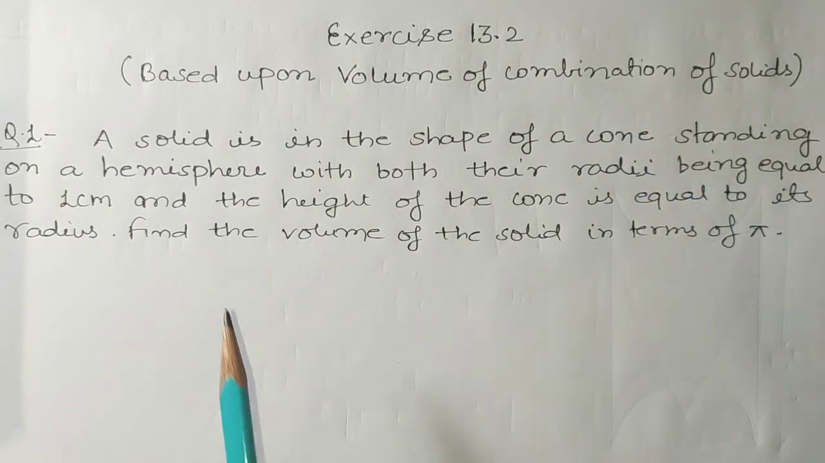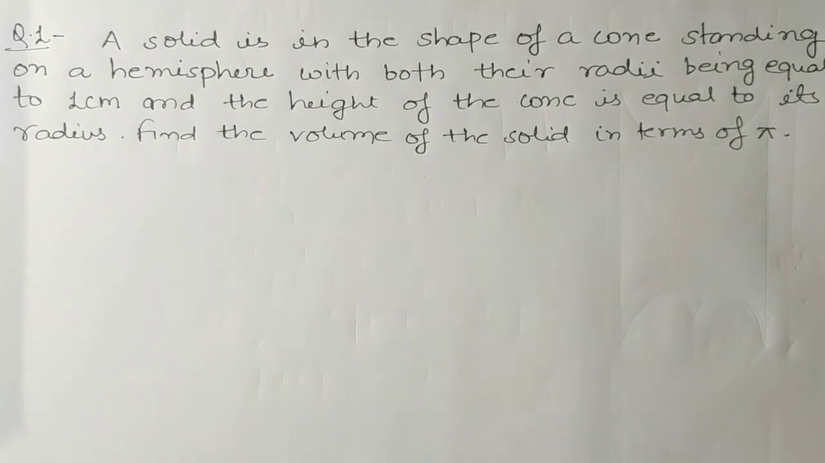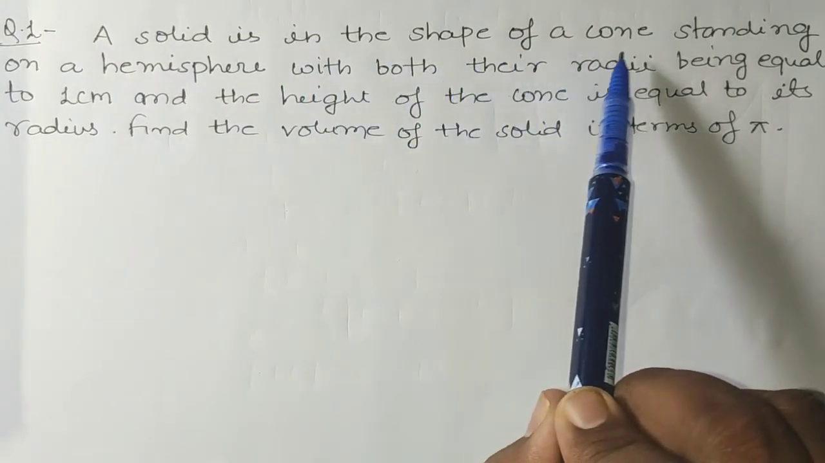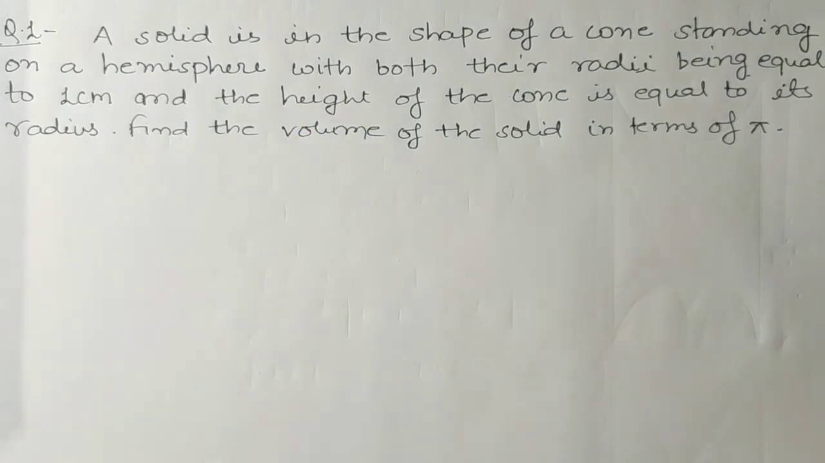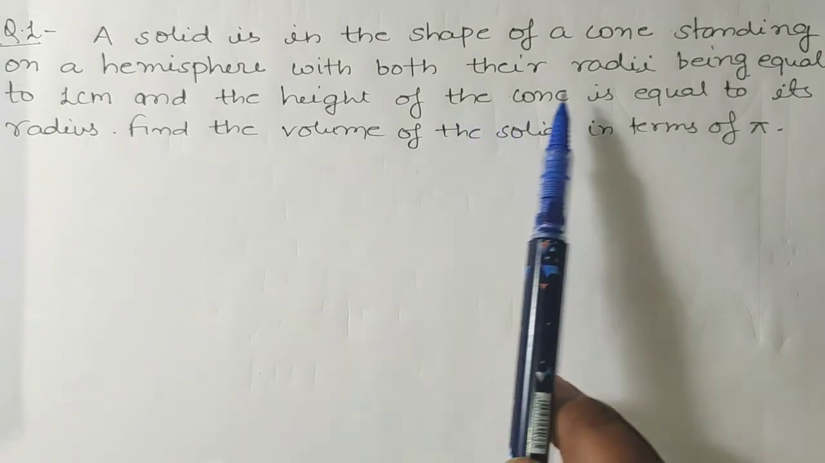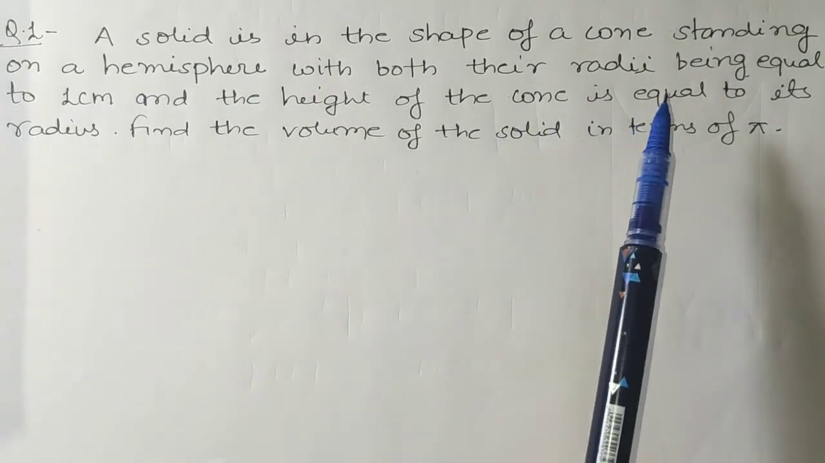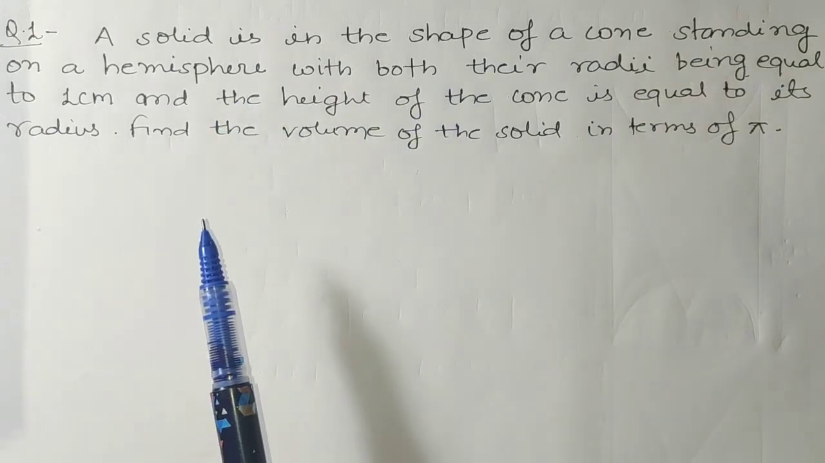Exercise 13.2, based upon volume of the combination of the solids. So we'll understand this exercise with the help of the questions. The first question of this exercise is: a solid is in the shape of a cone standing on a hemisphere, with both their radii being equal to 1 centimeter. Means the radius of the cone is 1 centimeter as well as the radius of the hemisphere is 1 centimeter.